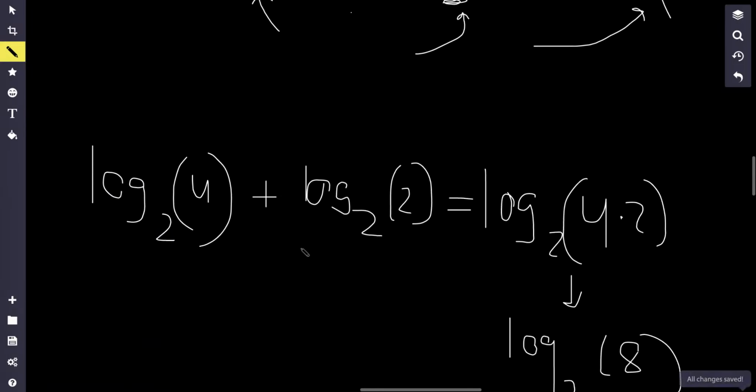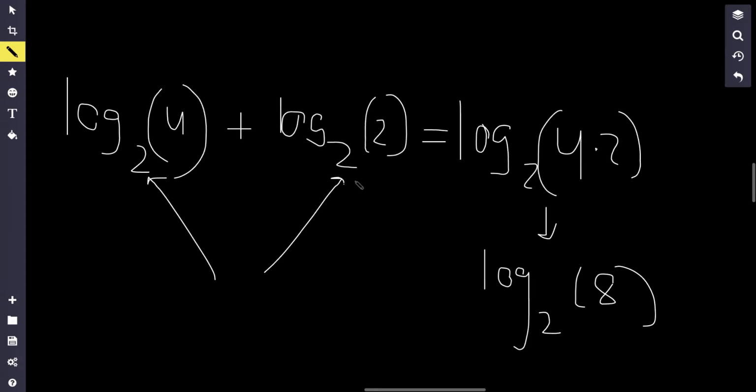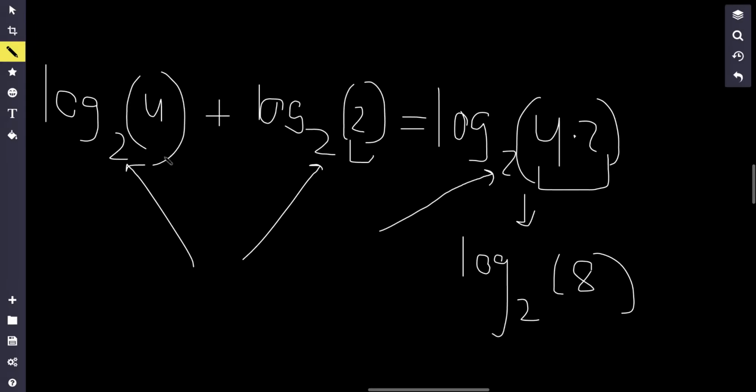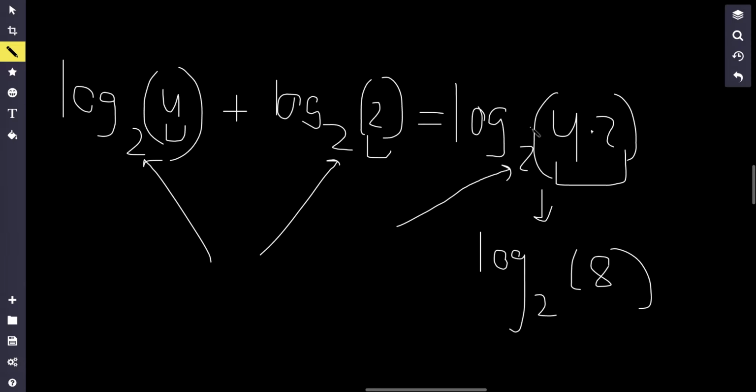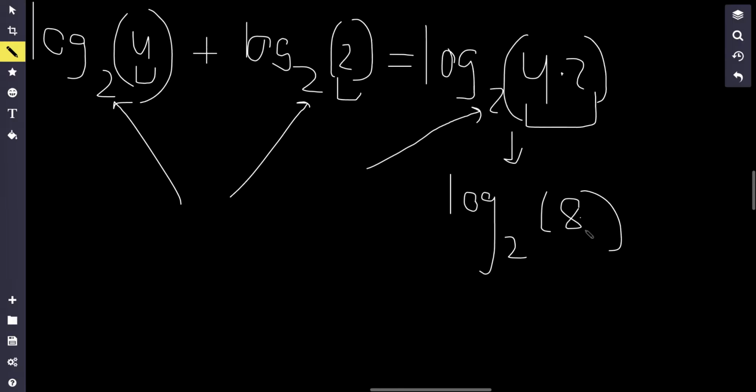For example, if you have log base 2 of 4, and you add this to log base 2 of 2, what you do is you keep the same base as your answer, but you multiply the things inside the parentheses together. So this is just going to be equal to log base 2 of 4 times 2. And this is just equal to log base 2 of 8.